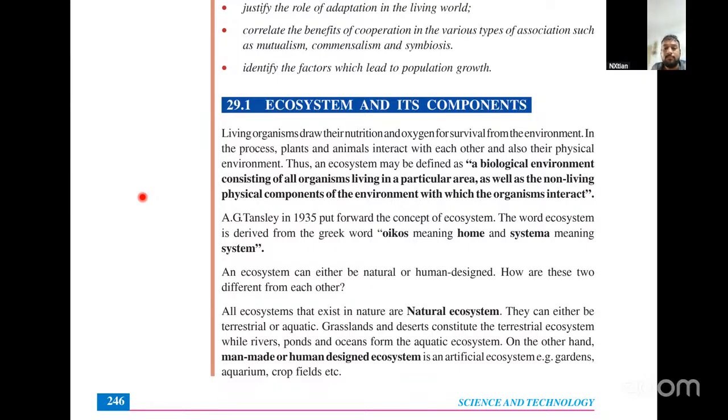Yes, Sam, it's called Jhum cultivation. Yes, correct.